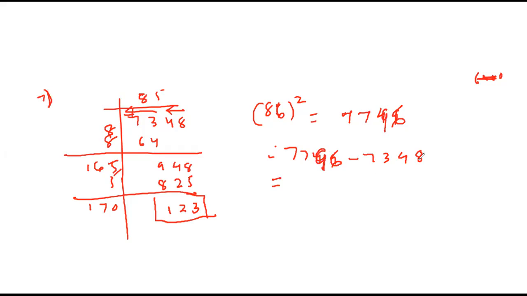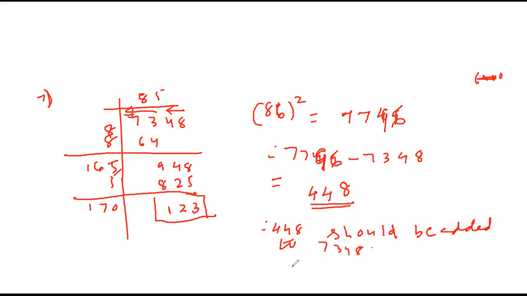So 16 minus 8 is 8. 8 minus 4 is 4. 7 minus 3 is 4. So that means 448 should be added to make it a perfect square. Therefore 448 should be added to 7348. Therefore the number equals 7796, and the square root of that number will be 86. That is the answer.